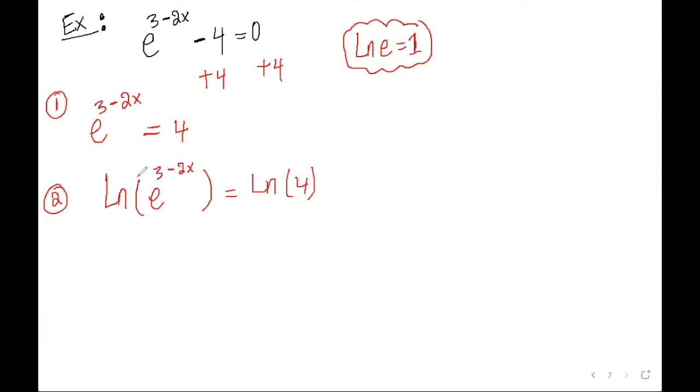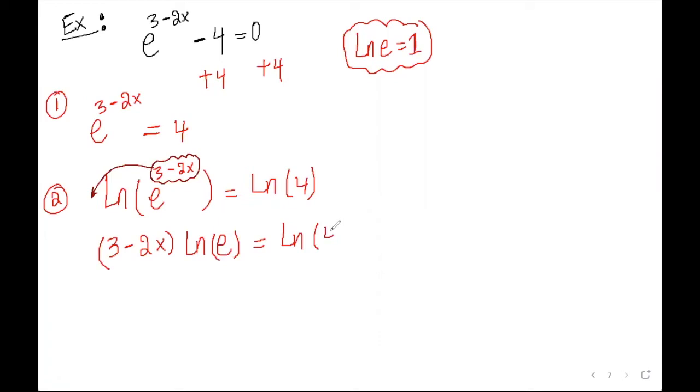Now this power is supposed to go down by using the properties from last time. This power goes here. So I get 3 minus 2x times ln e equal ln 4. Ln e is 1, so this is like I multiply everything by 1. So I get 3 minus 2x equal ln 4.